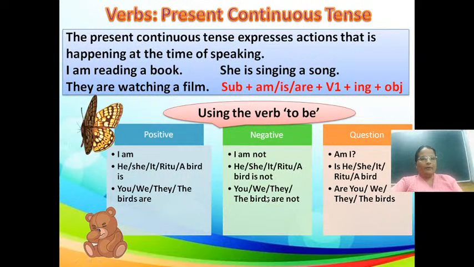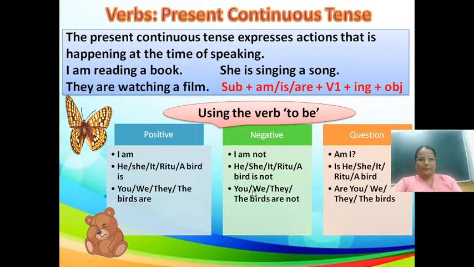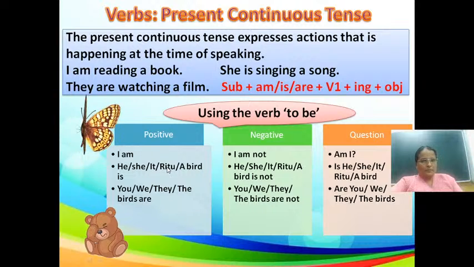I told you we use am in present continuous tense with only one subject, that is I. And we use is with all the third person singulars. Examples: he, she, it, Arun, a cat, a boy, etc. And we use are with all the third person plurals. Examples: they, we, the children, the students, the cats, etc. Okay. You and I. So you and I are first person and second person, right?